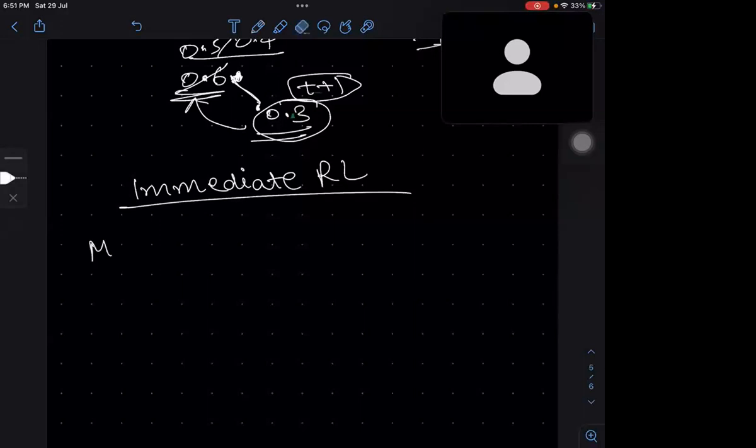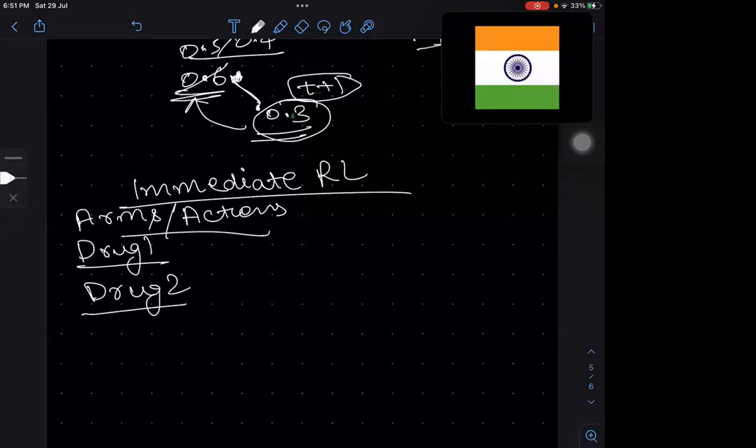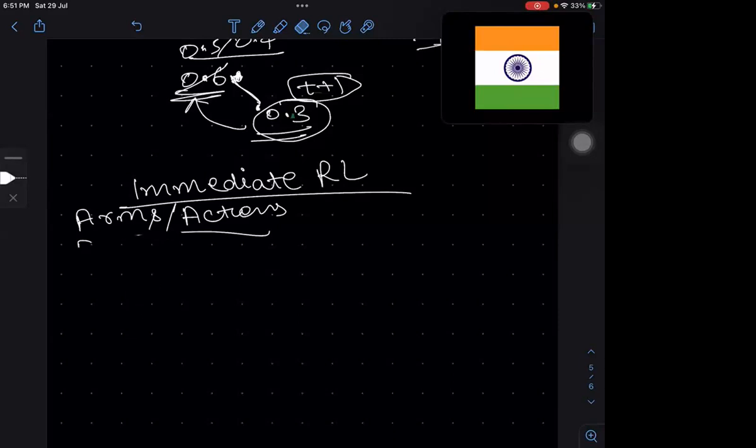The professor also took one example of drugs here, that I have drug 1, drug 2, which are given to microorganisms. So these are the arms or actions. You got to know about the terminologies, what is state, what is action, what is reward and policy, everything is clear now, because we'll use that. So now I'm not taking any state here. Now I have 2 drugs, suppose, or let us take another example.